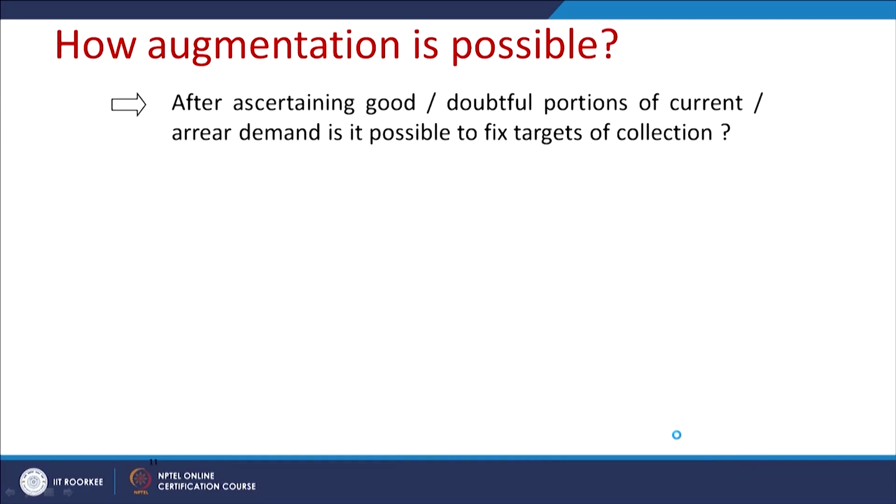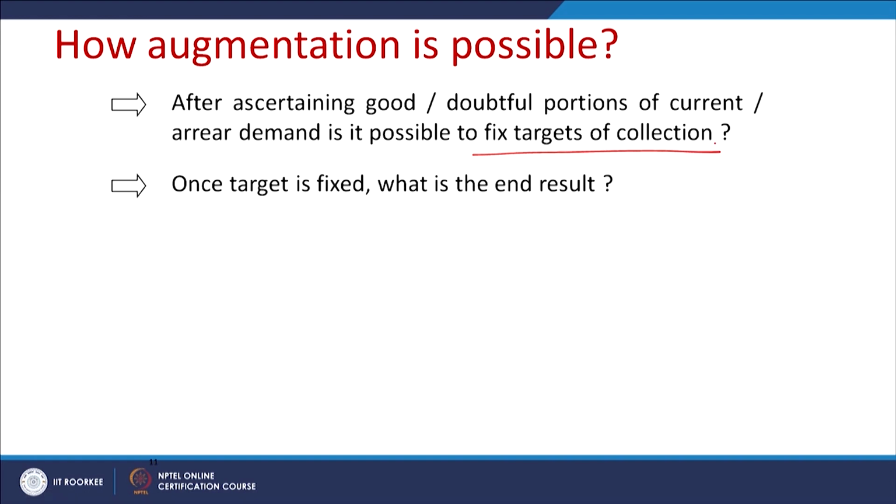Now, after ascertaining good and doubtful portions of current and arrear demand, is it possible to fix targets for collection? The answer is yes. I will tell you how to do it. Once the target is fixed, what is the end result?